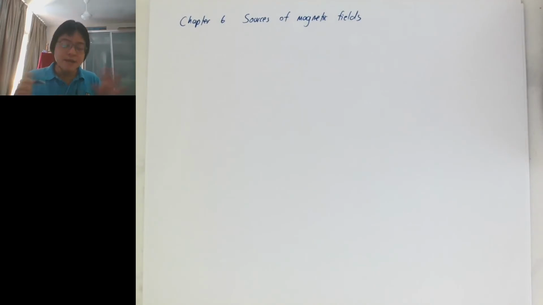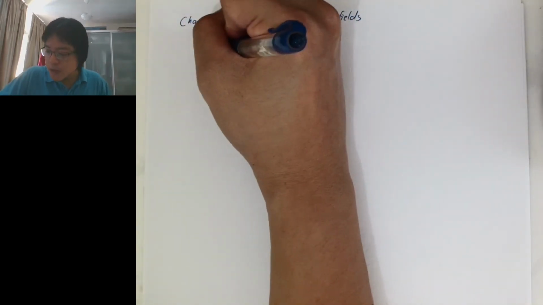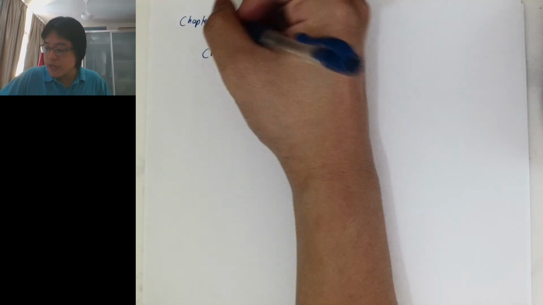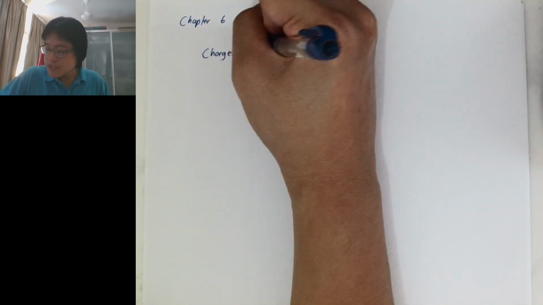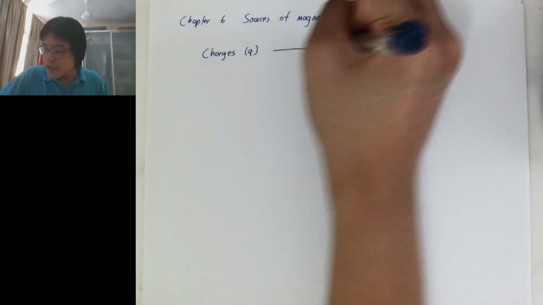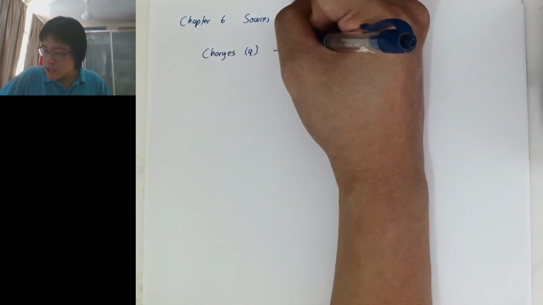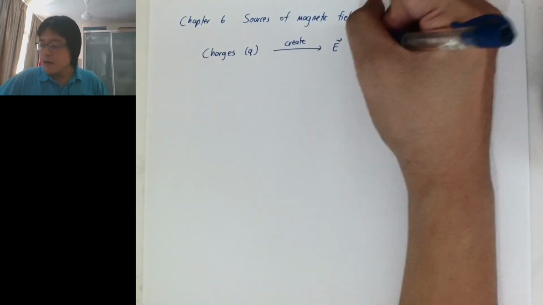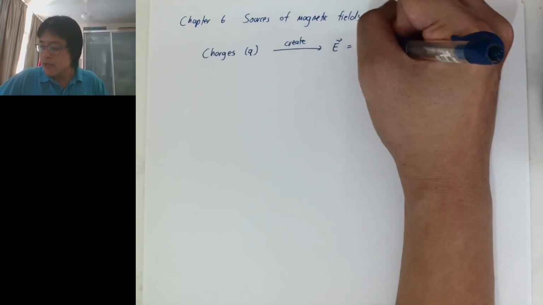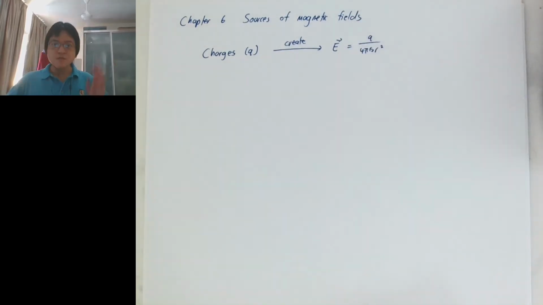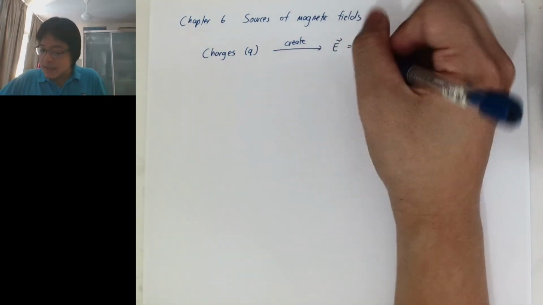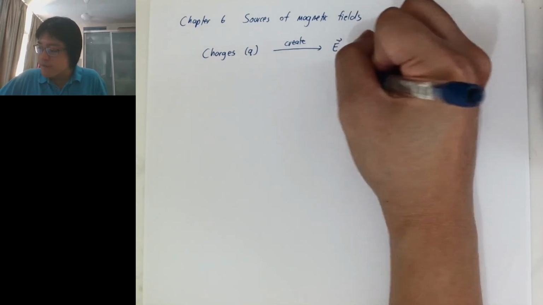And as always, obviously it's a bit more tricky compared to the electric field, because the electric field is very easy. The sources of electric field are charges. Charges create electric field using Coulomb's law, so 1 over 4 pi r squared. Coulomb's law or Gauss's law, the electric field is because of the charges. So what is the thing that creates magnetic field?